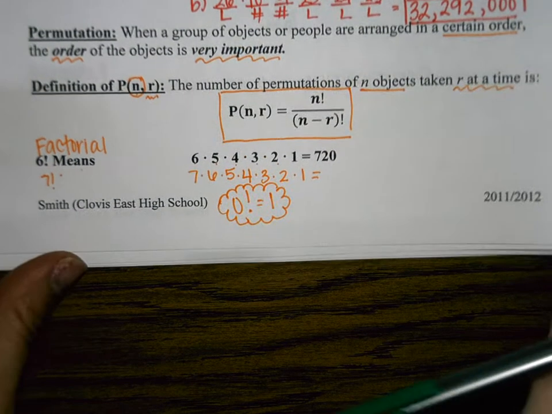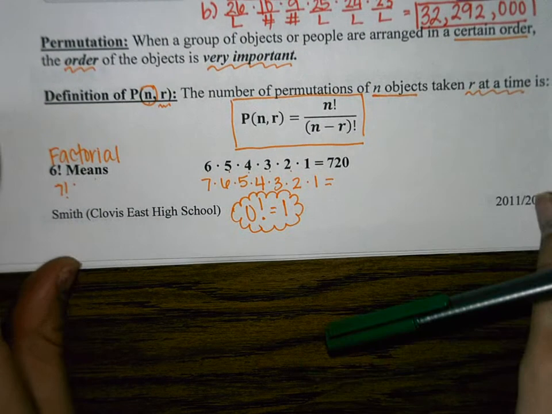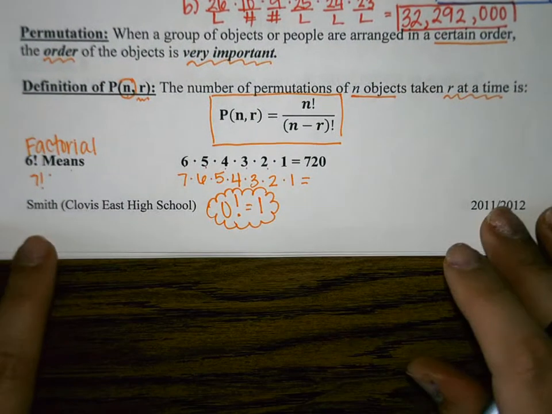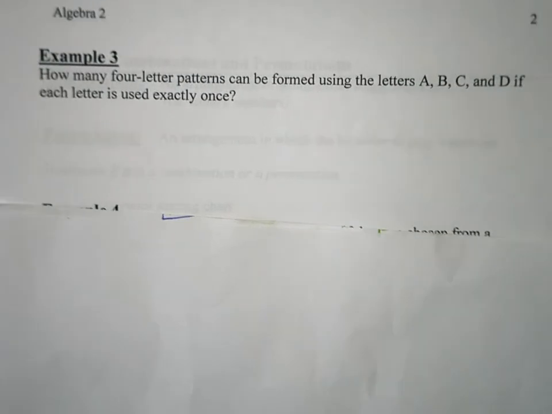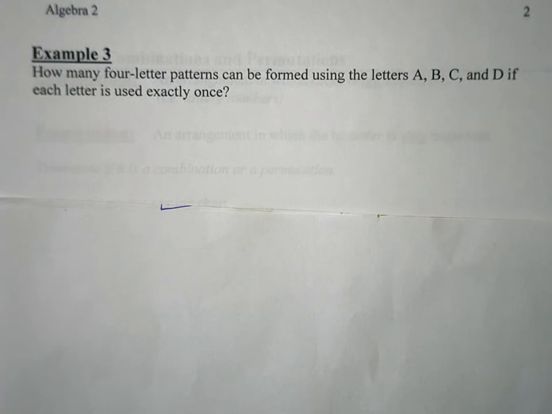So let's actually do some of these. Now for these examples, they are all word problems, so you don't have to write the word problem, but I do want you to write the work. So let's look at example 3. Example 3 wants to know how many 4-letter patterns can be formed using the letters A, B, C, and D if each letter is only used once.